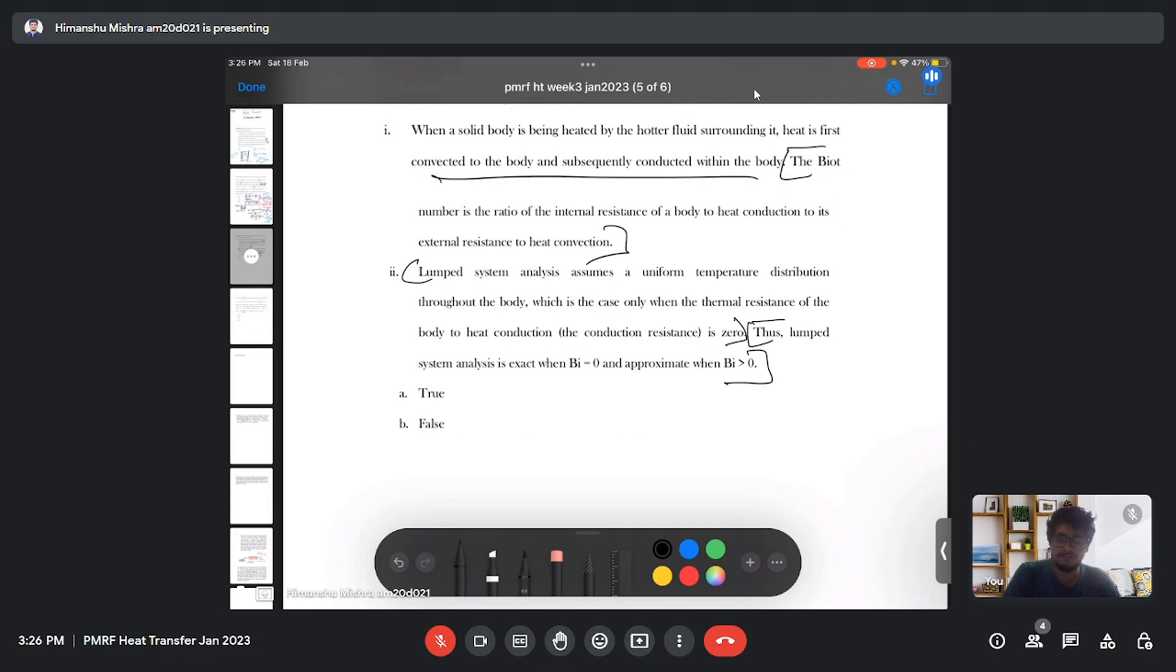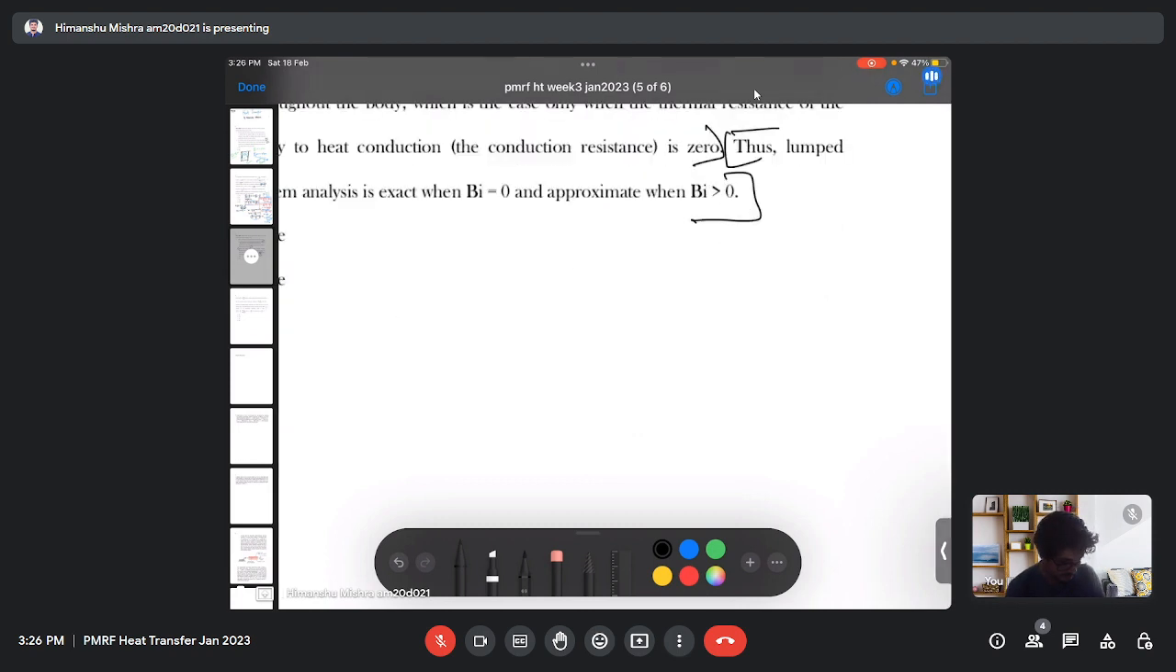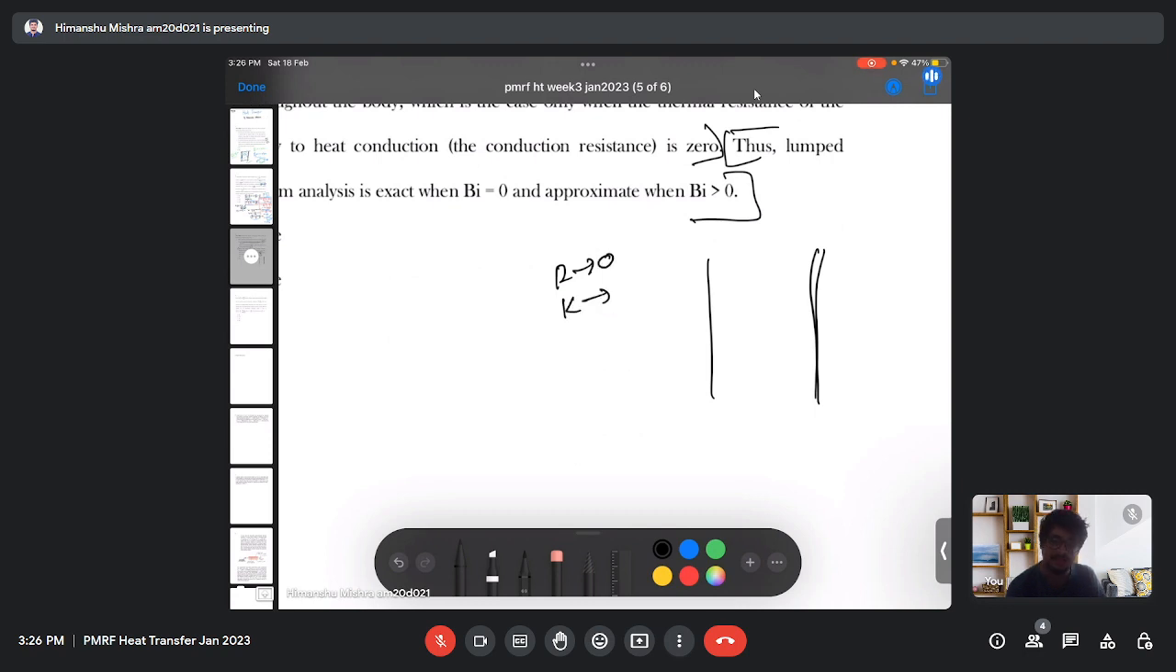So the statement says that if there is no resistance or the resistance is negligible, will there be a uniform temperature distribution in the body or not? There will be uniformity. Yeah, so it means that if I have a plane slab and my resistivity is zero, which means that my thermal conductivity is going to infinity, then there is no temperature gradient in the x direction. Whatever temperature I have on the left hand side, I will have the same temperature on the right hand side also. So basically T1 equals T2. There is no temperature change basically.